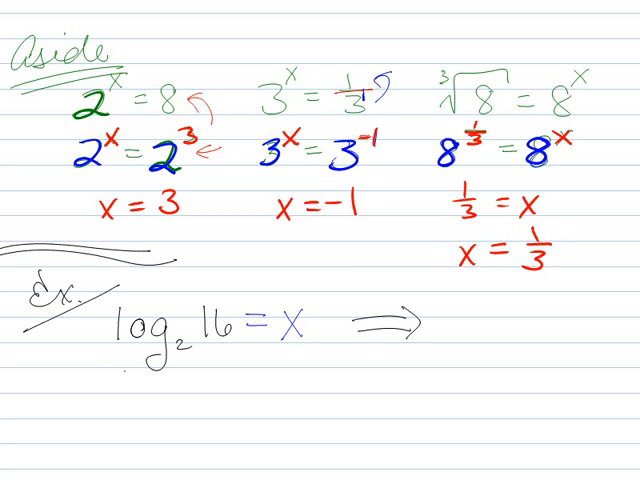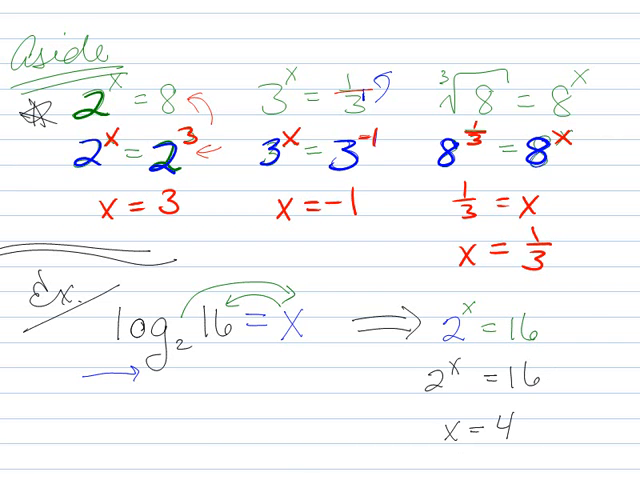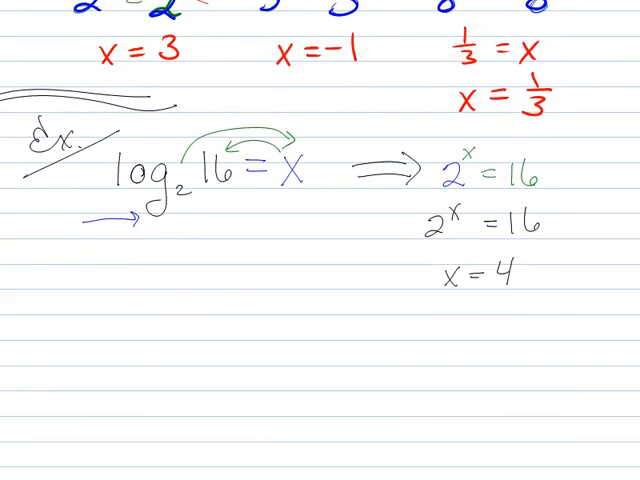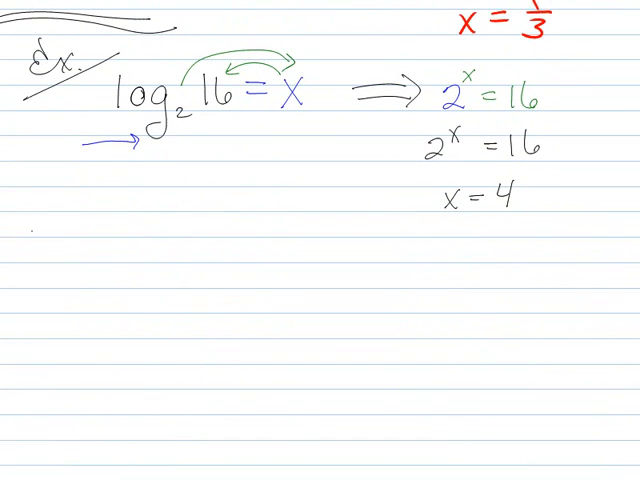Okay? So we're going to read from left to right. The first number I see is a 2. I'm going to hop over and pick up the x. Hop back and get the 16. So now I have 2 to the x equals 16. And now we have something that you should be able to solve and get x equals 4. Okay? Let's try another one.